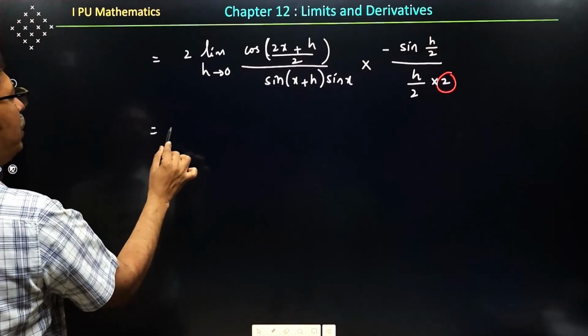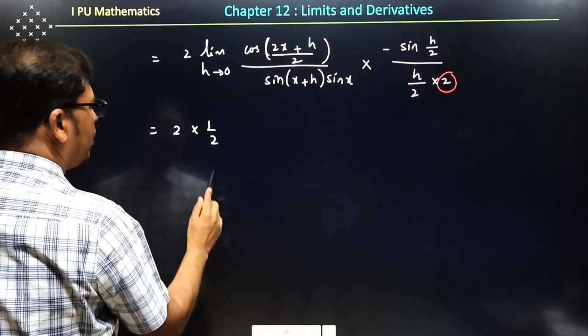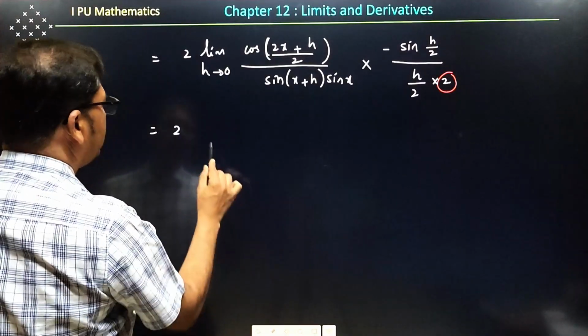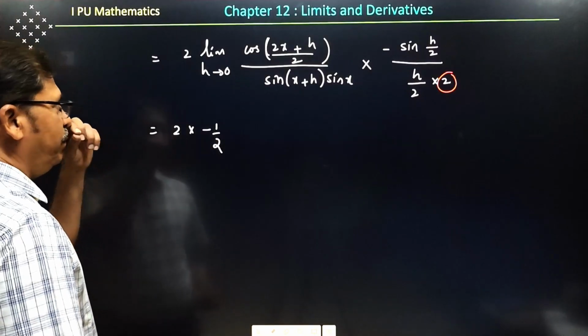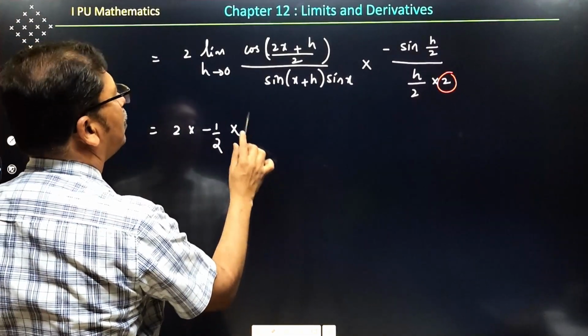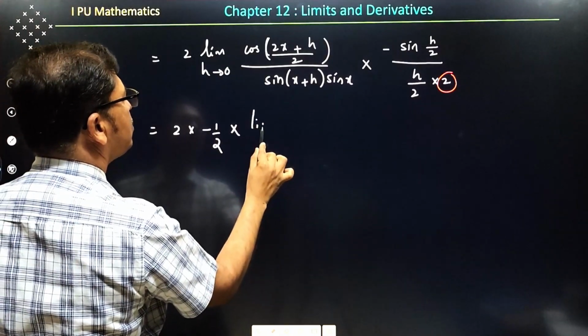This is equal to 2 into 1 by 2. Sorry, that 2 is taken. Otherwise you take minus 1 by 2, this is into minus 1 by 2, along with that minus sign you take here, limit h tends to 0. You evaluate this, h tends to 0.